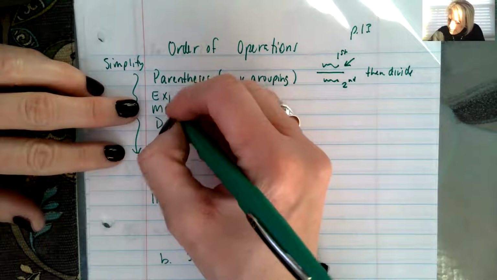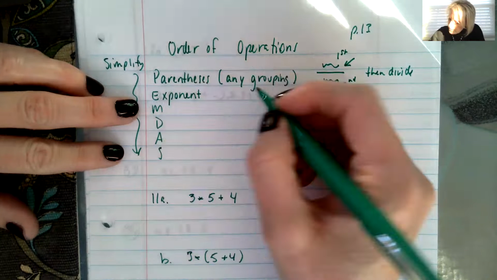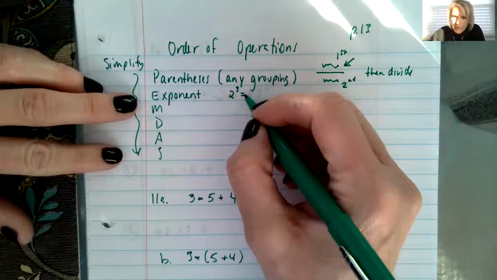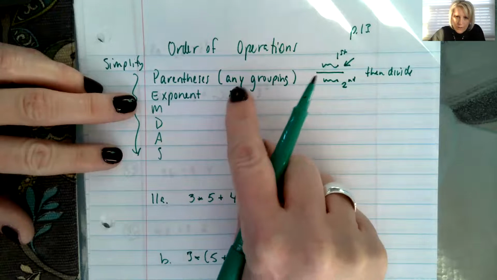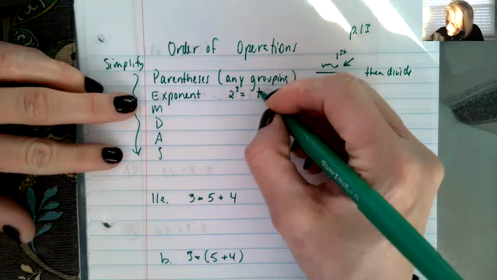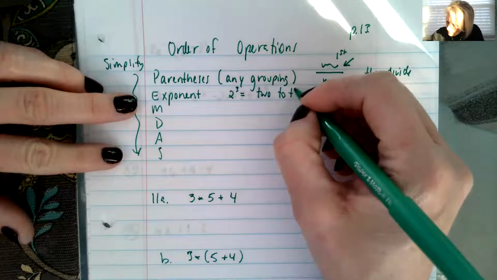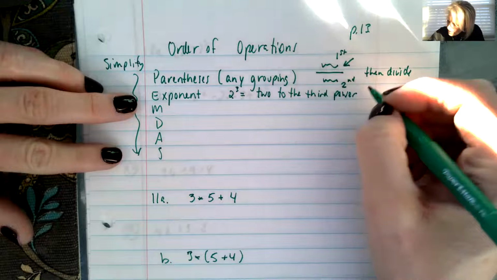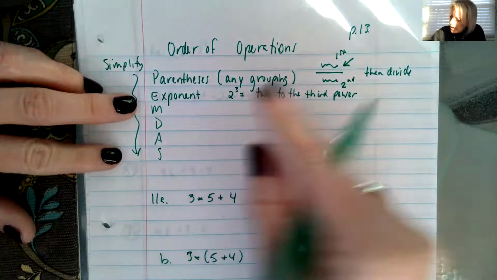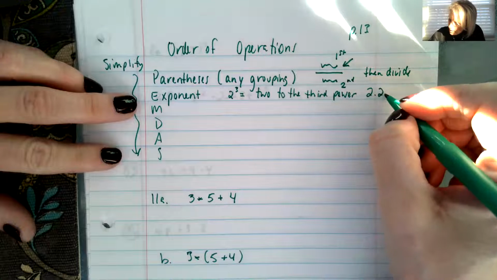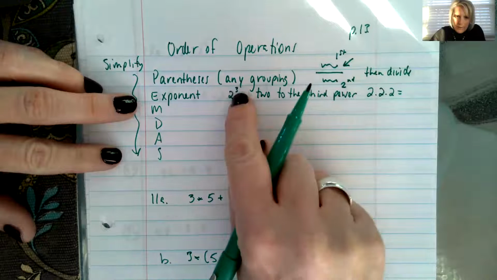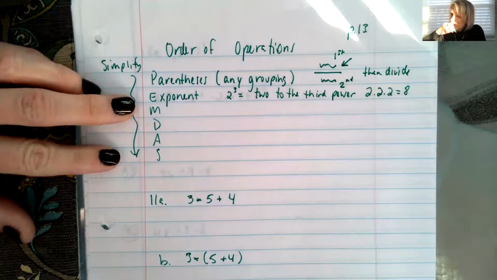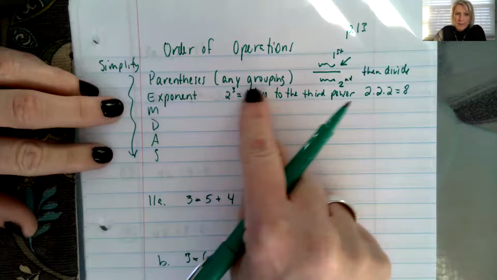E is for exponents. So an exponent is, say you had this right here. This is 2 to the third power. I'm going to write it out. 2 to the third power. And it's a shortcut for saying that I'm going to take 2 and multiply it by itself 3 times, because that's what the 3 says. So 2 times 2 times 2 is 8. So we're going to do parentheses and then any exponents.